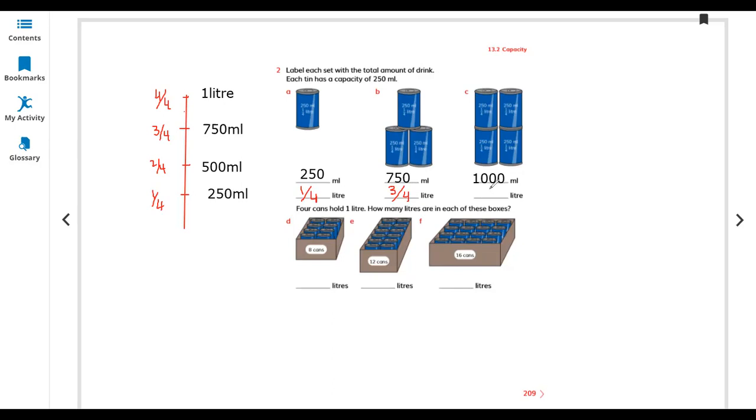If 4 cans, then we can say it is 1 liter. If 1000 for 4 cans, if 8 cans, so 2000 means 2 liter. 1000 is 1 liter, 2000 is 2 liter, 3000 is 3 liter, 4000 is 4 liter. So this is 2 liter.